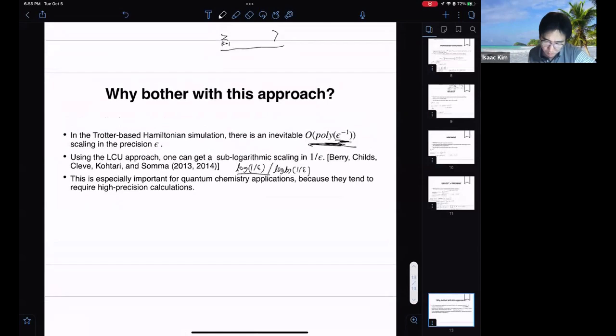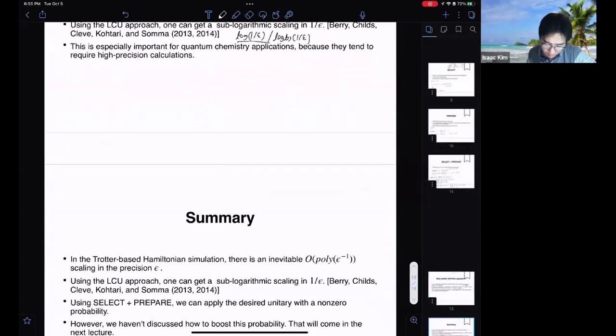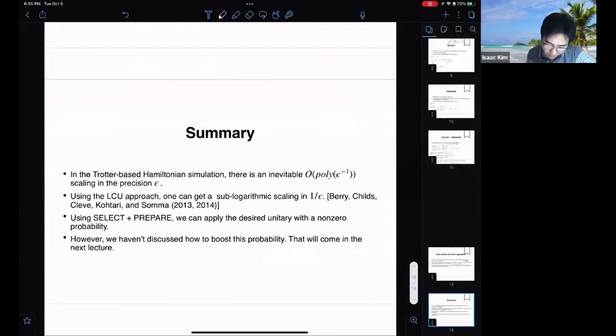Okay, so that's the basic summary. In the Trotter-based Hamiltonian simulation, there is an inevitable poly 1 over epsilon scaling, but in the LCU approach, you get a better scaling. And using select and prepare, you can actually apply the desired unitary with a non-zero probability.